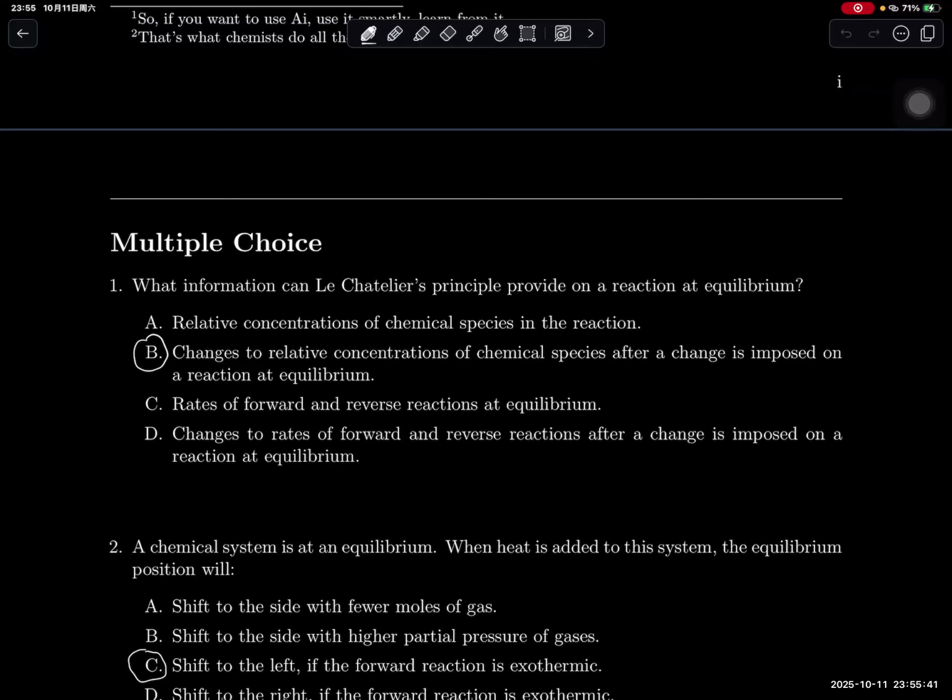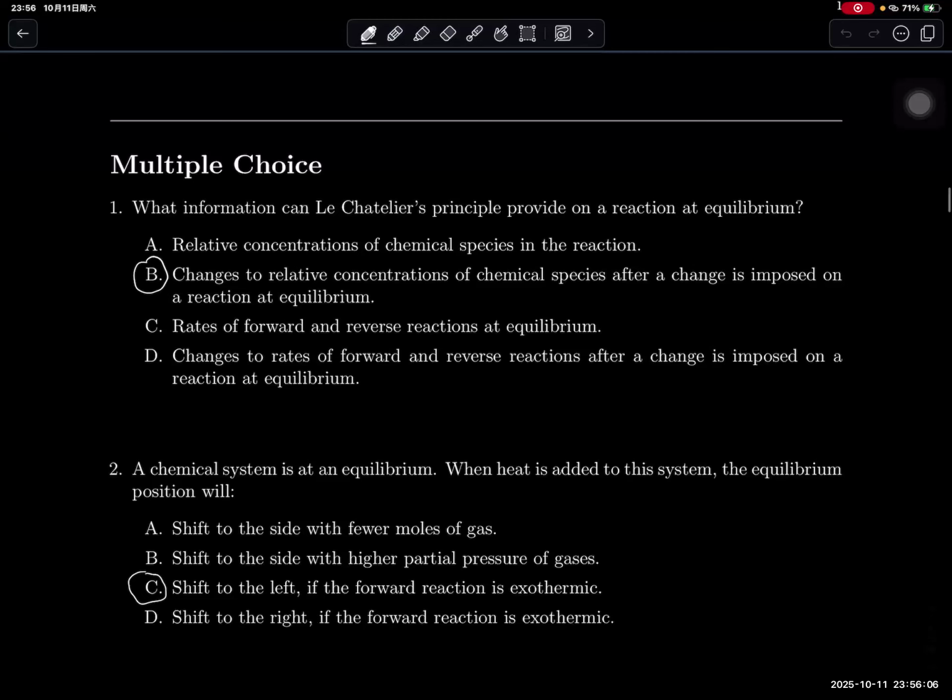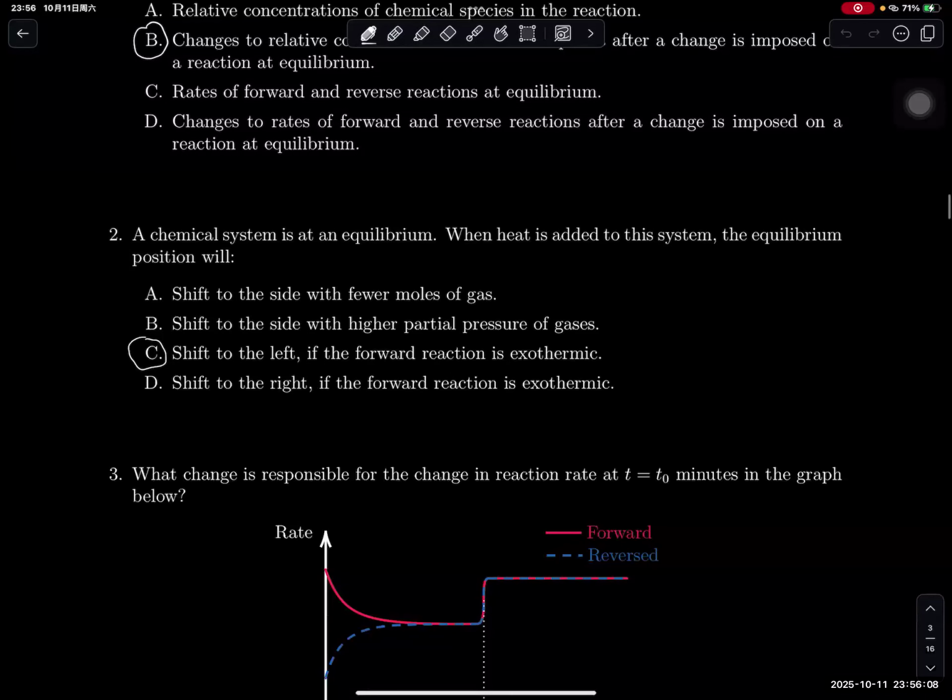C, it says the rates of forward and reverse reactions at equilibrium. Again, it does not tell you exactly what the rates are. D, changes to rates of forward and reverse reaction. It does not directly say anything about rate. So anything to do with rates has to come from collision theory, which is not what we're doing for Le Chatelier's principle.